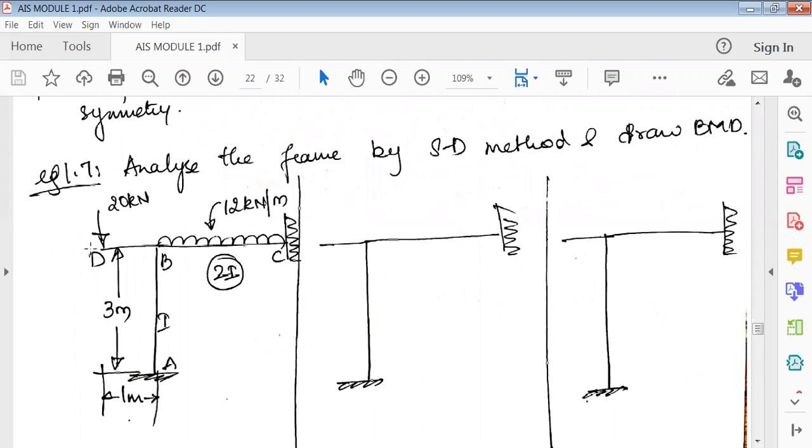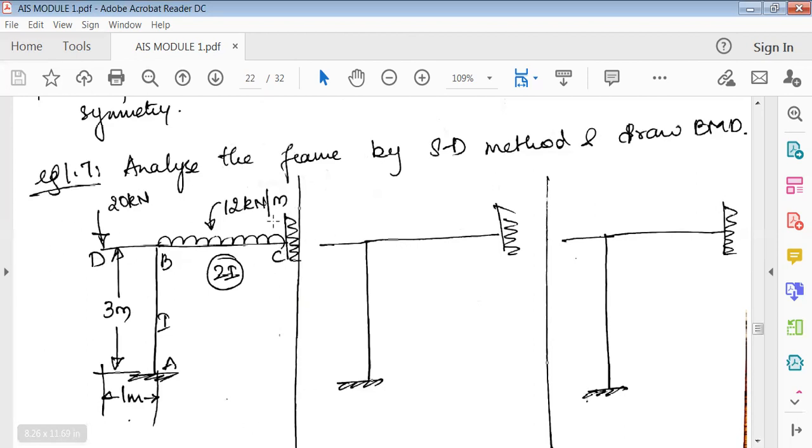Okay, so this is the frame ABCD. There is a load only on BC, and BD is overhanging like this. A and C are fixed ends. Again, there is no load acting here. So even if there is any force trying to push to the right side, there is a restriction here. The restriction is this fixed support, so it will not allow the frame to sway.